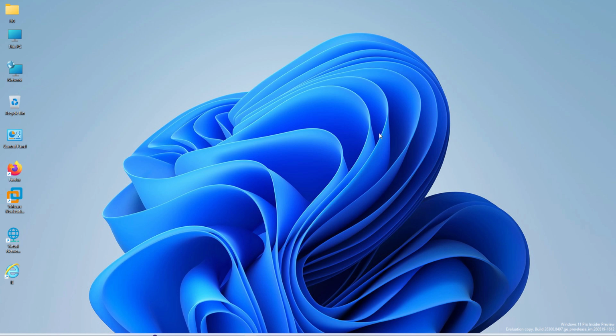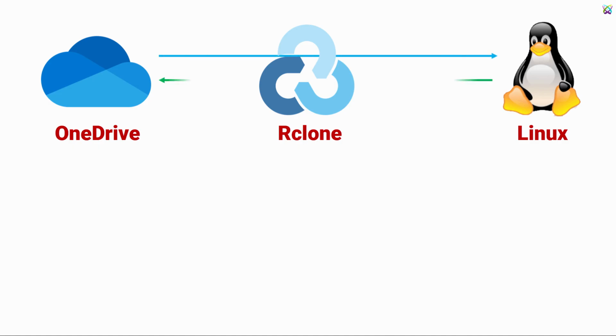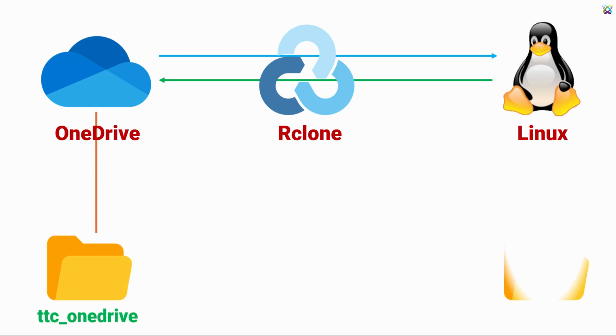Hi everyone, in this video we are going to install and configure OneDrive with Rclone on Linux. In the first part of this video, I will show you how to install Rclone on Linux and configure it to connect to a OneDrive account. After the connection is successful, in the next part we will configure a folder on OneDrive to be synced or mounted with a folder on the Linux server.